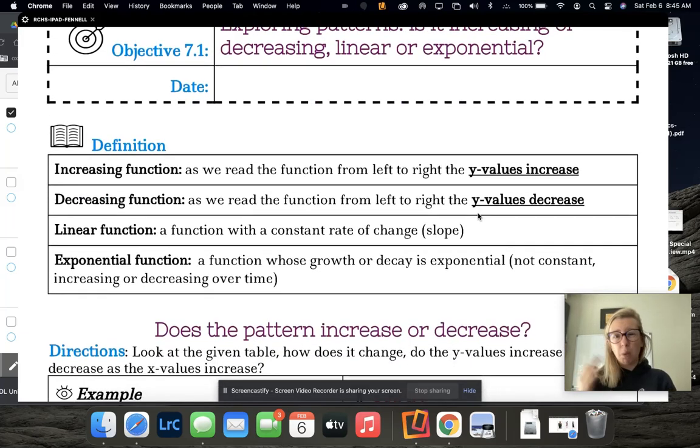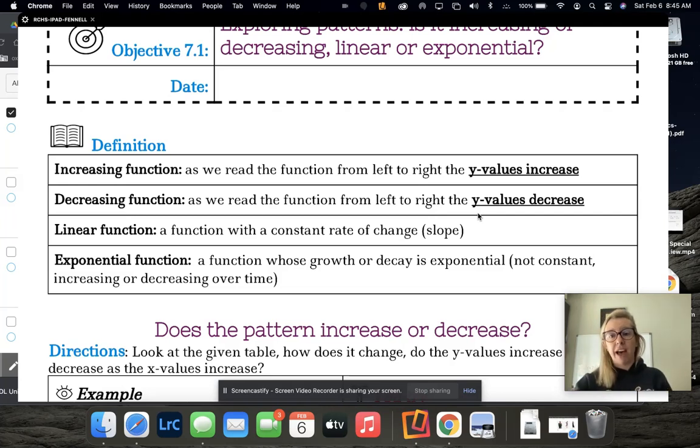Okay. So first thing, what does increasing mean? Well, increasing in math, first of all, you're going to read the function from left to right. So always reading from left to right, just like you read a book. So you're going to look at the graph as it moves from left to right. What are the y values doing? If the y values are getting larger and larger, the function is increasing. However, if you read the function from left to right and the y values are getting smaller, then it is a decreasing function. So the words increasing and decreasing are referring to our y values.